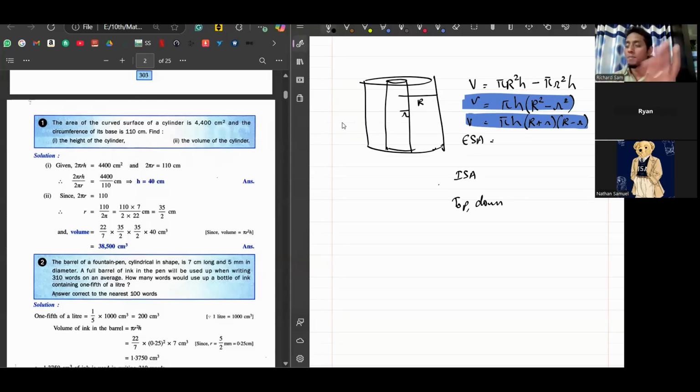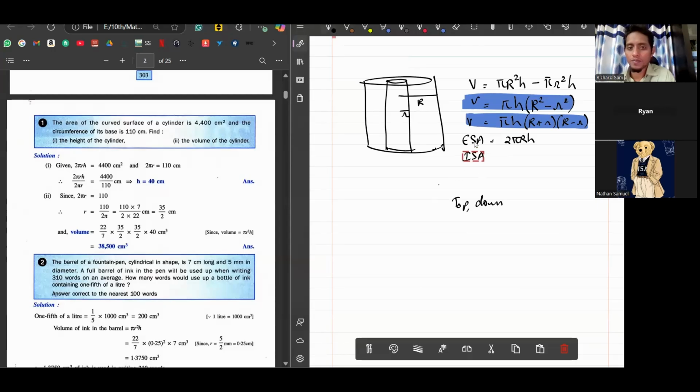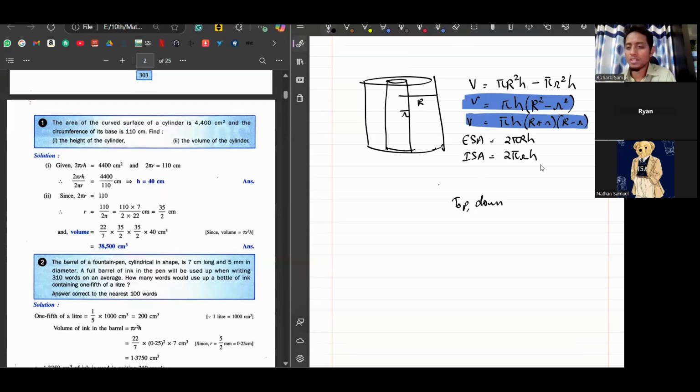Curved surface area is circumference into the height. Circumference is 2 pi r into the height. Same way, internal surface area will be 2 pi small r into h. Then the top and down.